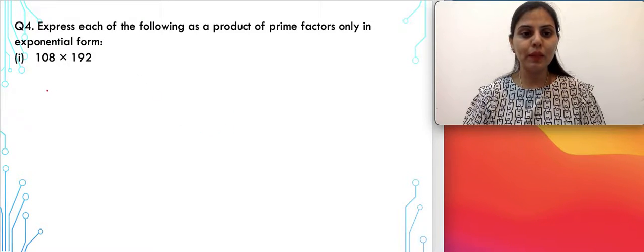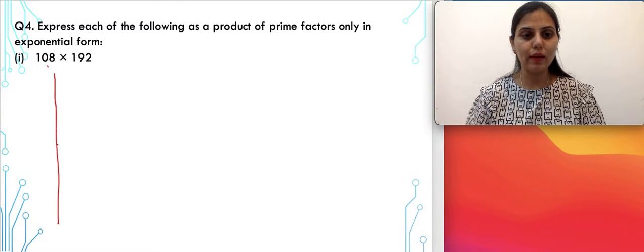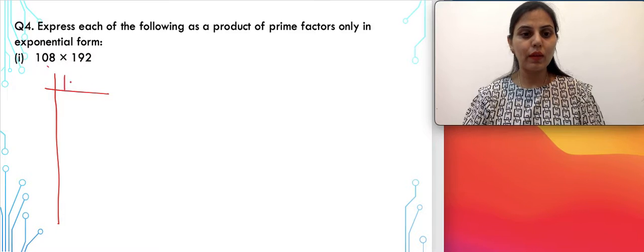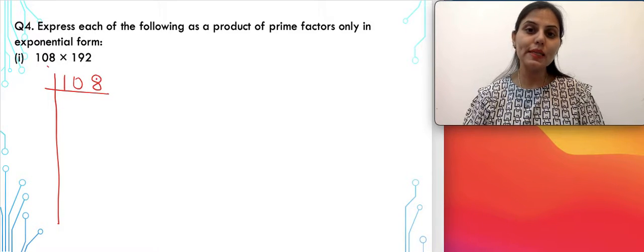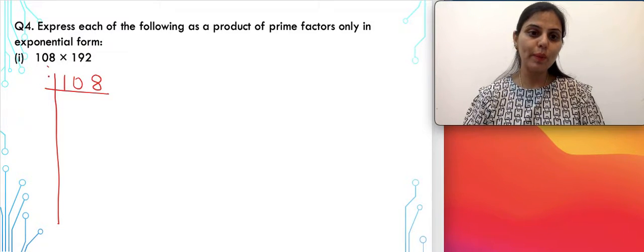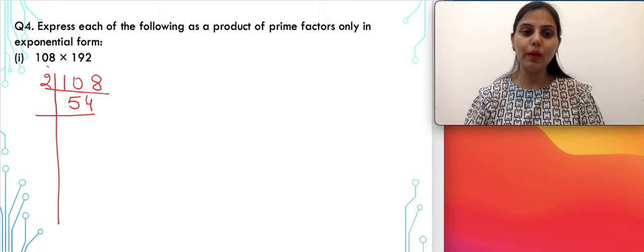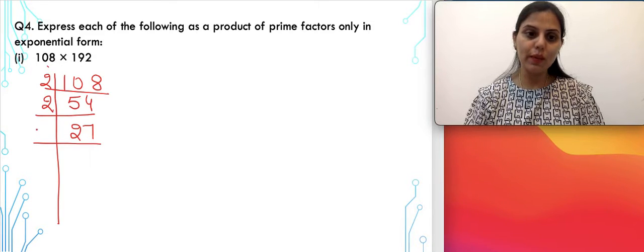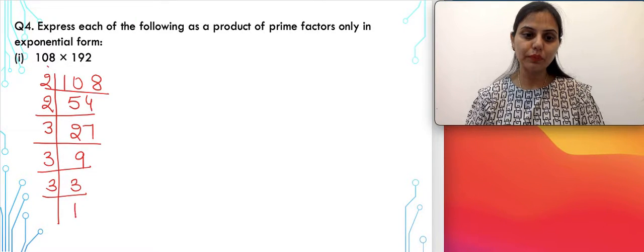Let's begin. The first number that is given is 108. Let's make prime factors for that. Now, since the number at units place is 8, so it is divisible by 2. 2 5s are 10 and 2 4s are 8. Again, the number at units place is 4, which is divisible by 2. So we can write it as 2 27s. Now 27 is divisible by the table of 3. So we can write this as 3 9s are 27, 3 3s are 9, and 3 1s are 3.